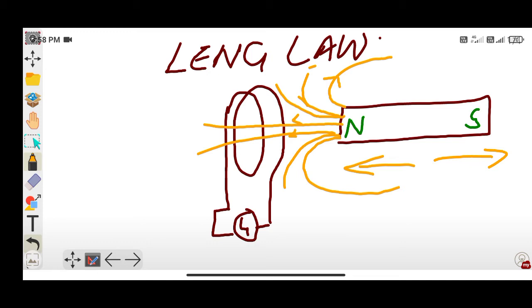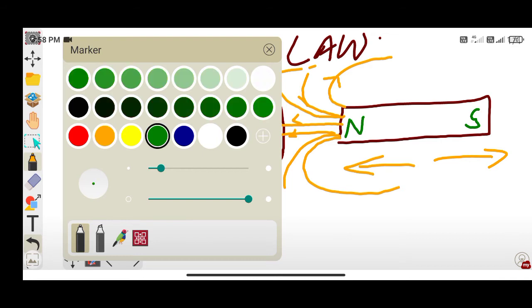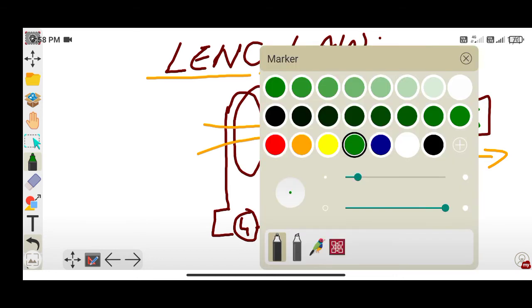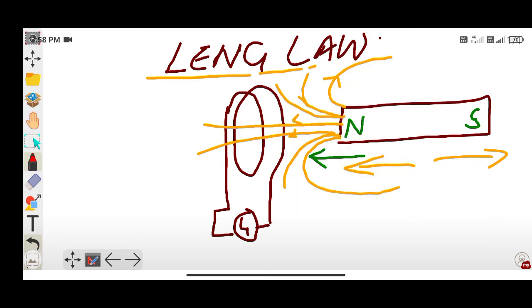Now what does Lenz law do? It gives the direction of the current. It says that if the magnet is moving towards the coil, for example, when it's moving towards this, the number of lines is increasing, and Lenz law says that this coil will oppose that. Oppose means it will generate its north towards this, so that north and north will be opposing each other.